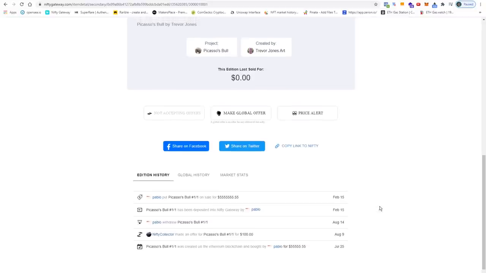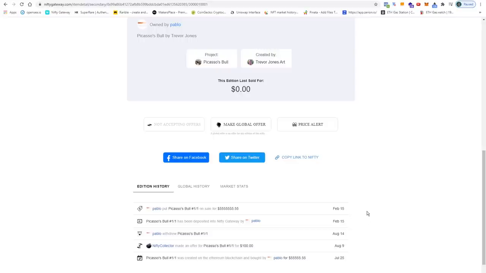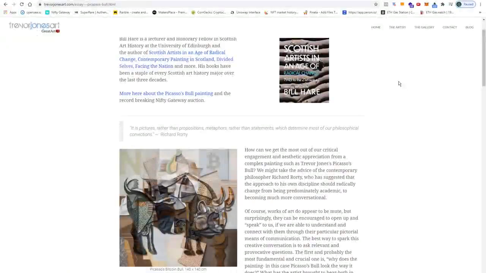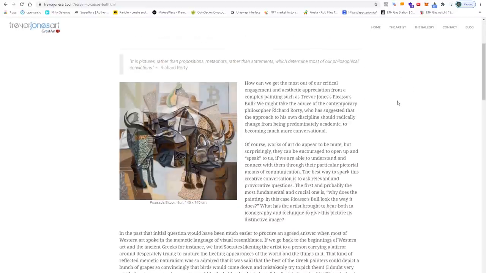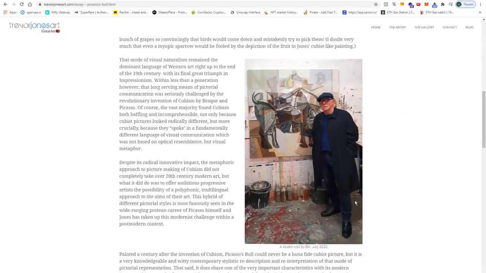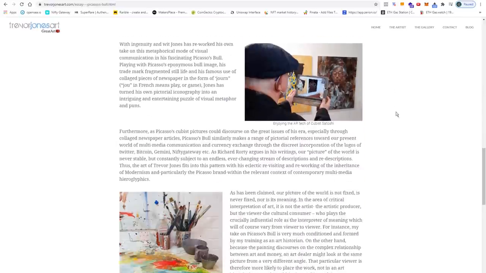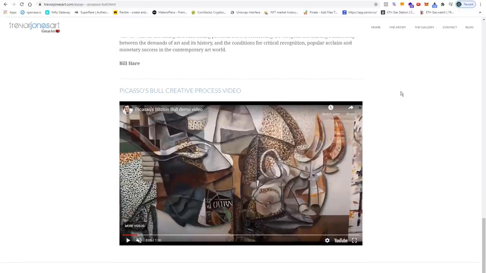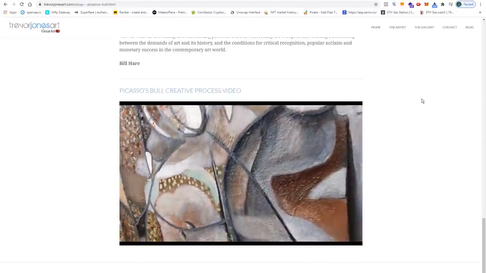So this one was then withdrawn by the owner in August last year and it was listed again a few weeks ago for a pretty high amount, for a little bit more than $5.5 million. Trevor Jones has an interesting essay on his website written by Bill Hare about the creation of Picasso's Bull. Here you can see some details. The man in the picture is Bill Hare, not Trevor Jones. And at the bottom of this page, there's also a short video that illustrates the creative process behind Picasso's Bull.